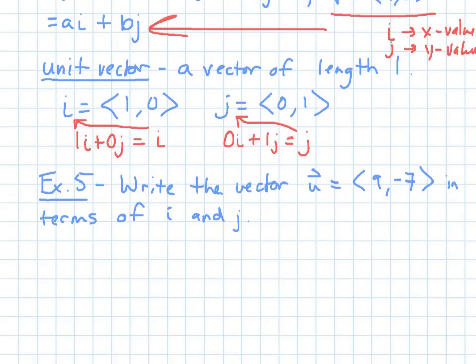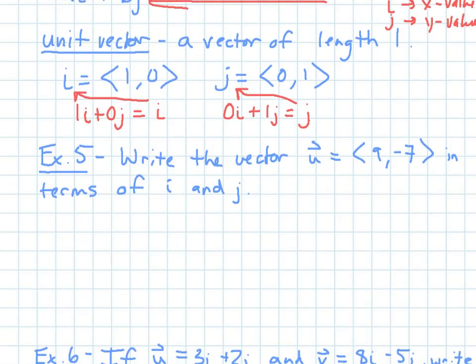Okay. So here, if I want to write the vector u, 9 comma -7, in terms of i and j, that means that my 9 is my a value, so I attach it to the i, and then the 7 is attached to the j value. So it's 9i minus 7j.